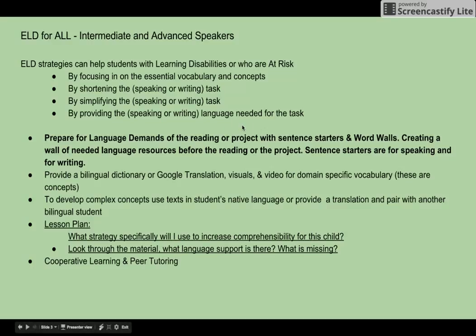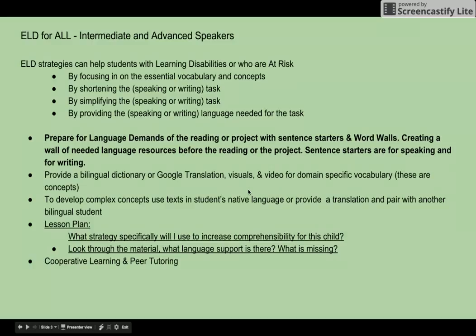So you might have a wall where all the sentences and vocabulary words are already there that students will be using to talk about a concept in their groups and then to write about it, maybe write a paragraph about it. Providing a bilingual dictionary or Google Translate is very helpful.